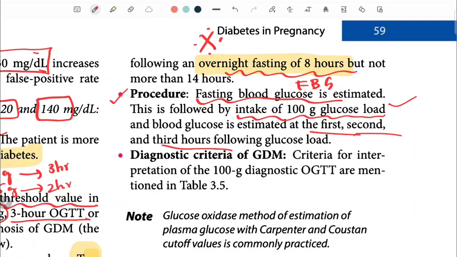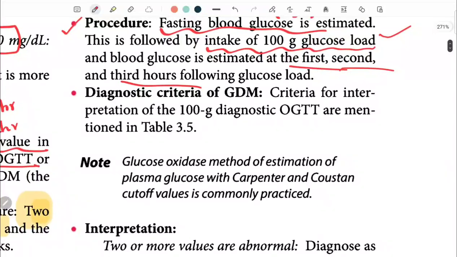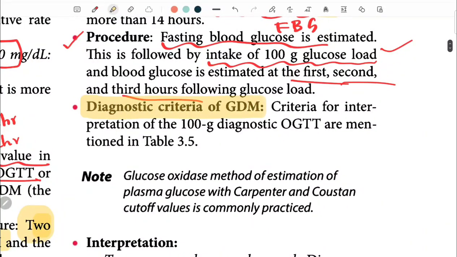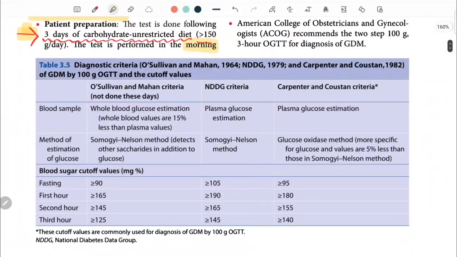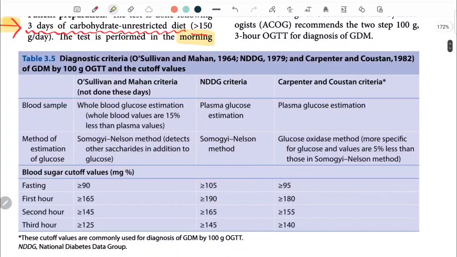Now let's look at the diagnostic criteria for GDM. The criteria for interpretation of the 100 gram diagnostic OGTT are mentioned. This is a very very famous and important one: the O'Sullivan and Mahan criteria and Carpenter and Coustan criteria of GDM by 100 gram OGTT cutoff values. Let's look at the criteria separately.